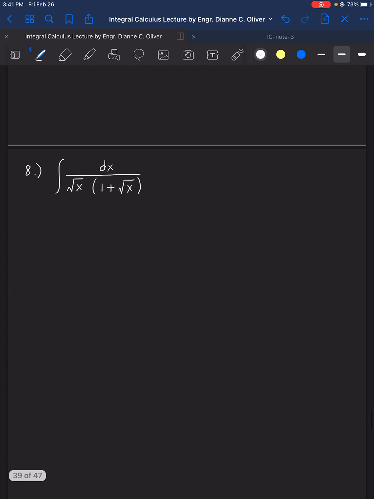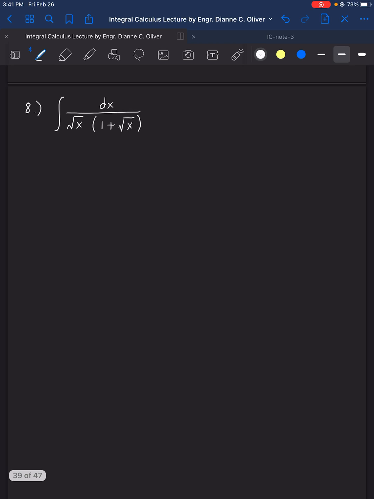Let's go to the last example, number 8. For the integral of dx over square root of x times 1 plus square root of x. So if we rewrite this one, this is similar with dx all over x raised to 1 half times 1 plus x raised to 1 half.